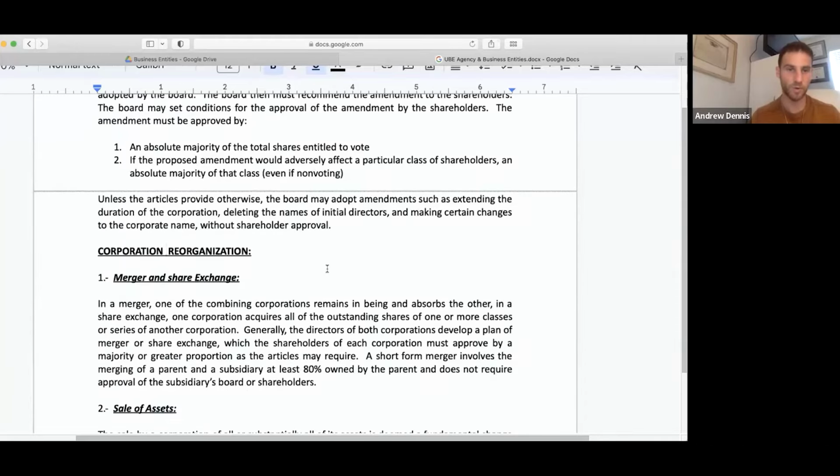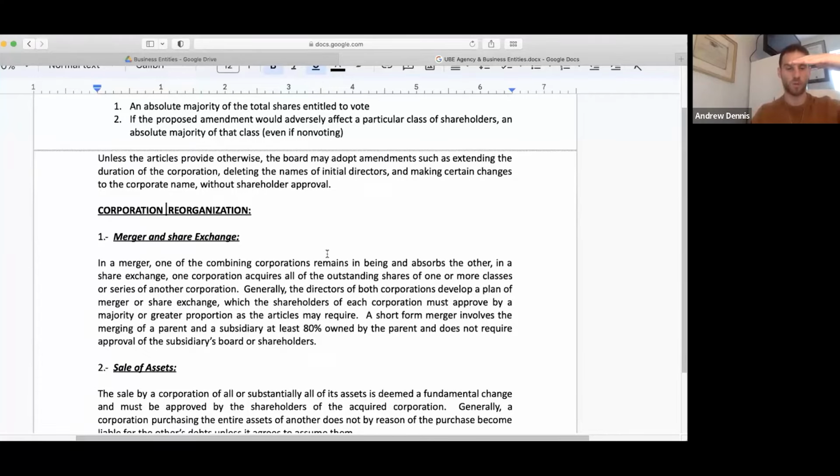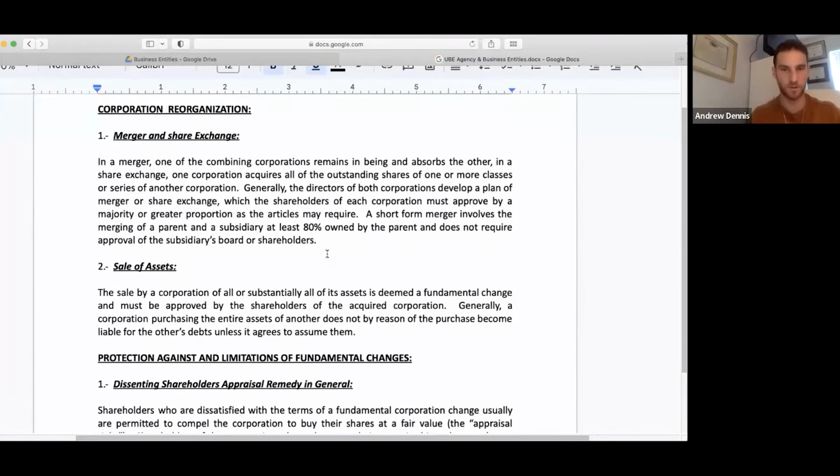So now we talk about reorganization, right? In a merger, one of the combining corporations remains in being. So we had this a little bit, and I was a little bit confused about this. A merger is when there's going to be one company absorbing the other, whereas a consolidation will be two companies forming a new company. So we had them backwards. So a merger is when one company absorbs the other. In a merger, one of the combining corporations remains in being and absorbs the other. Generally, directors of both corporations develop a plan of merger or share exchange. A short form merger involves the merging of a parent and subsidiary of at least 80% and does not require approval. So typically a merger does require shareholder approval.